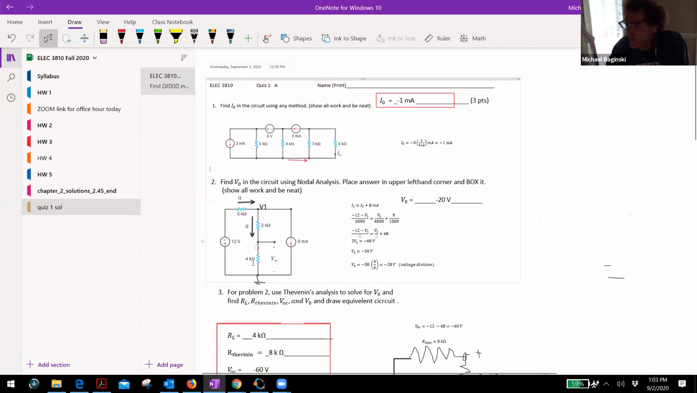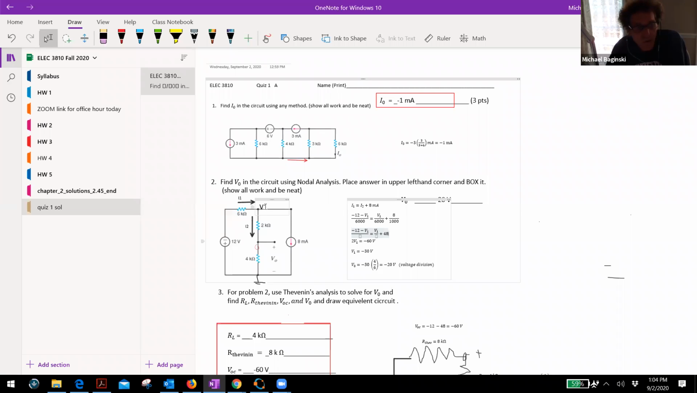V naught is something I'm going to get at after this. I mean, I could get at it directly, but it's easier to do it afterwards. So this current I2 would be V1 divided by 6K, this goes to ground, plus 8 milliamps. And at that point, I have one equation, one unknown. I simply multiply everything by 6,000. I come up with this equation. Then I combine V1, and I find V1 is minus 30 volts. Is everybody okay with that, class?